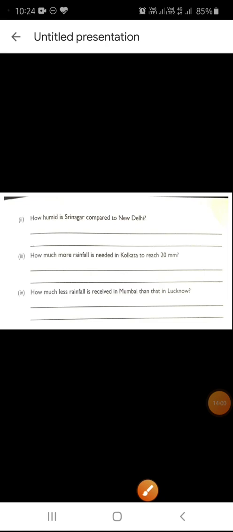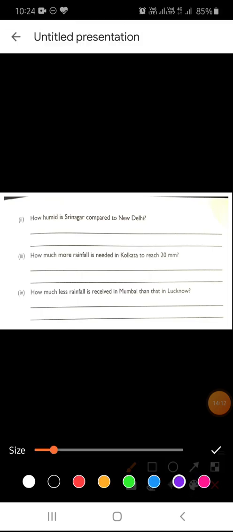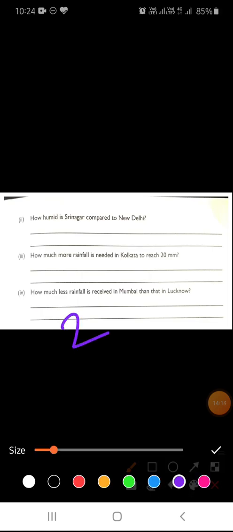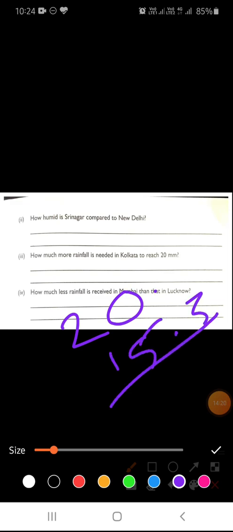Similarly, how much more rainfall is needed in Kolkata to reach 20 mm? What is the rainfall of Kolkata? It is 15.3 mm, and if it has to reach 20, how much more is needed? So what we will do is 20 minus 15.3. Do the subtraction, put the point and 0, take the carry from here, give the carry to this one, and do the subtraction yourself. Okay.